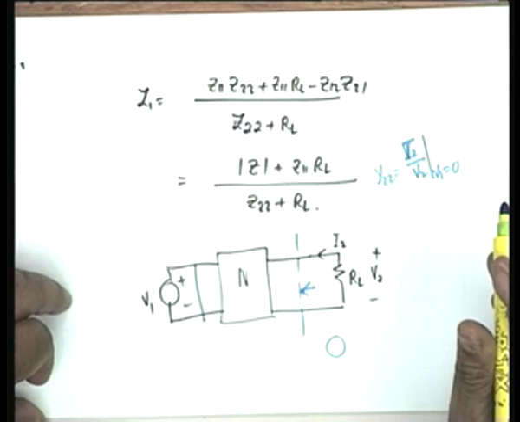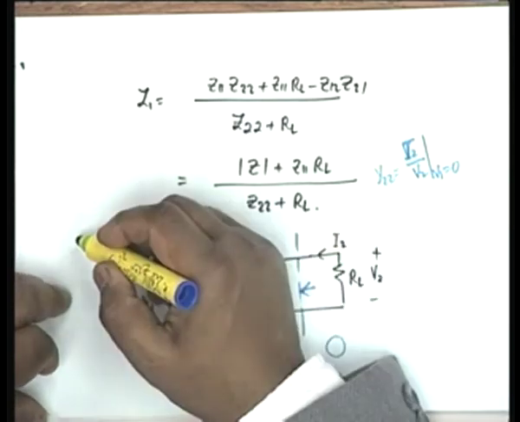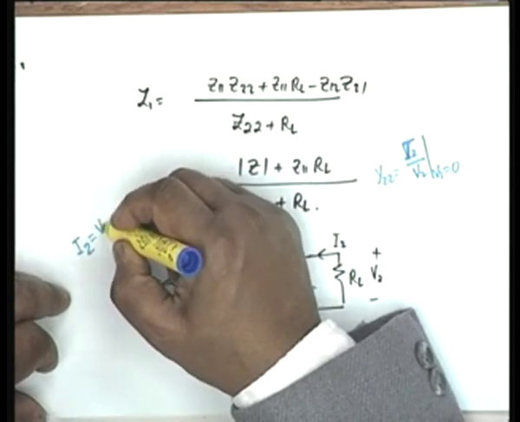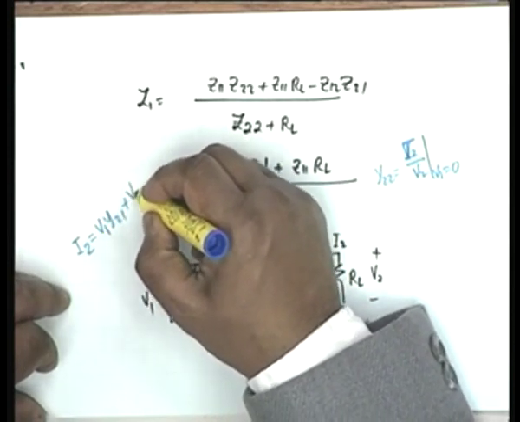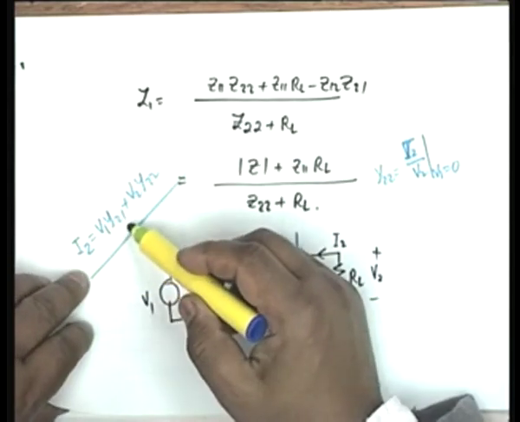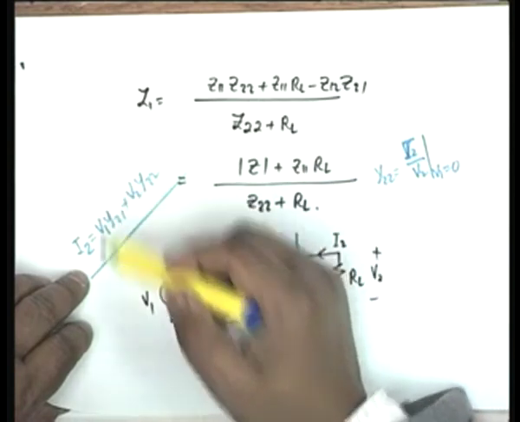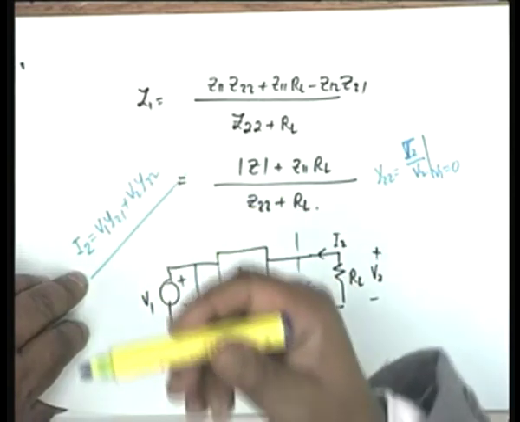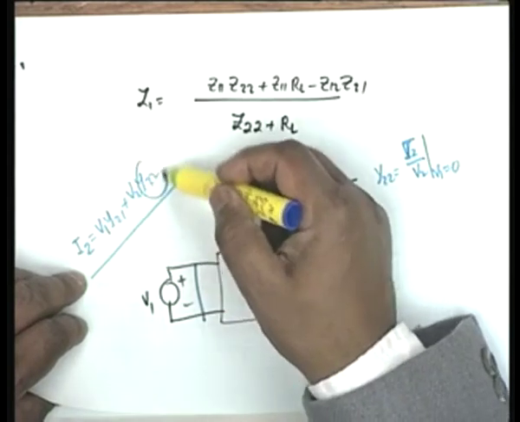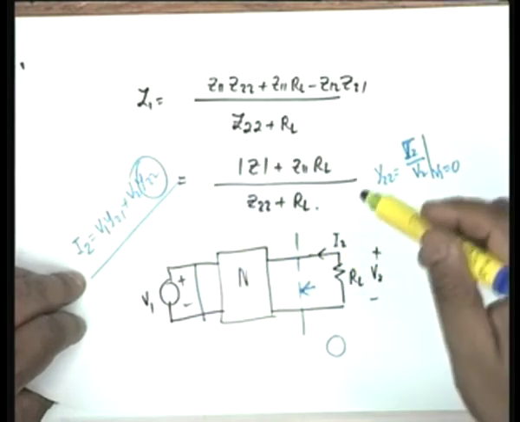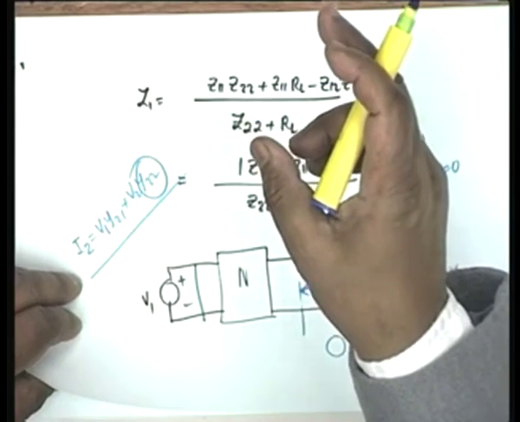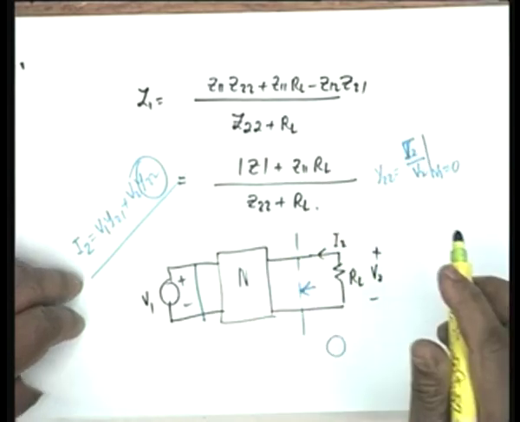No, nothing else. Why? Because I2 equals V1 Y21 plus V2 Y22, right? And if V1 is 0, then I2 by V2 is simply Y22. Agree? This is the definition of Y22, the short circuit admittance, the driving point admittance parameter. It is the admittance looking into the driving point with the other port short circuited.